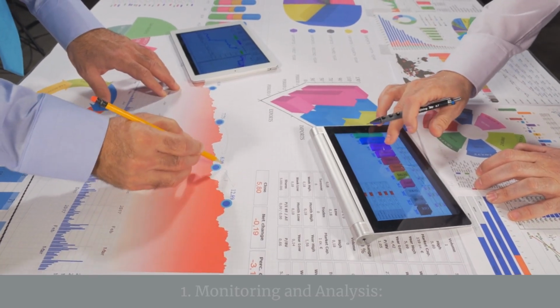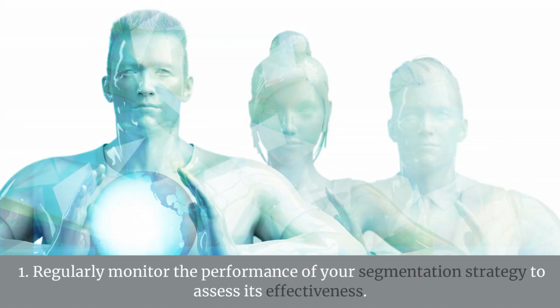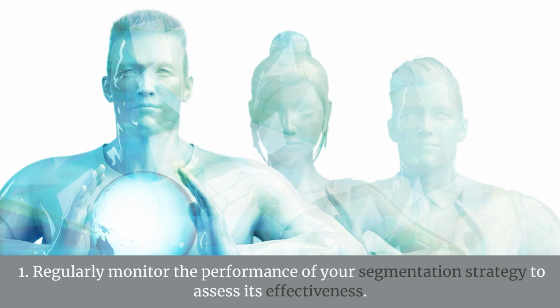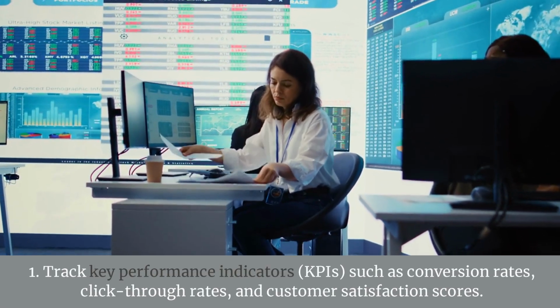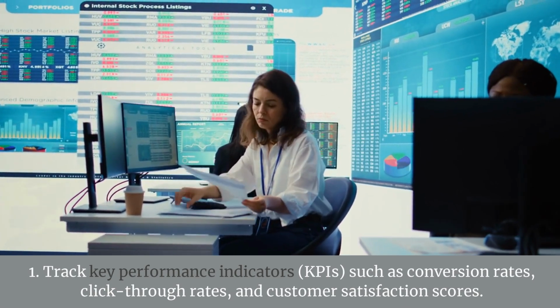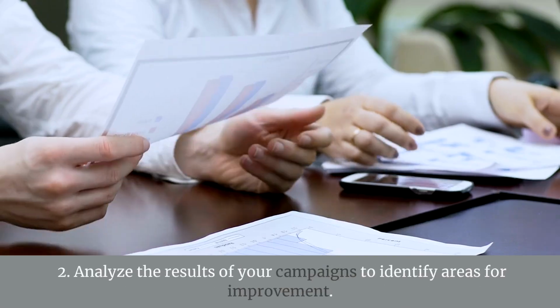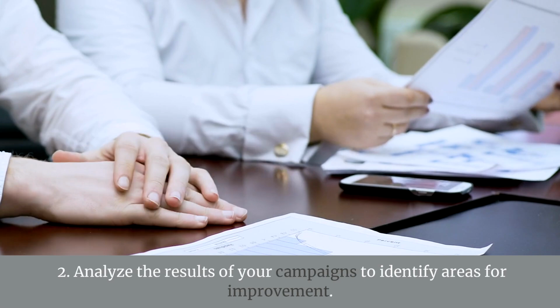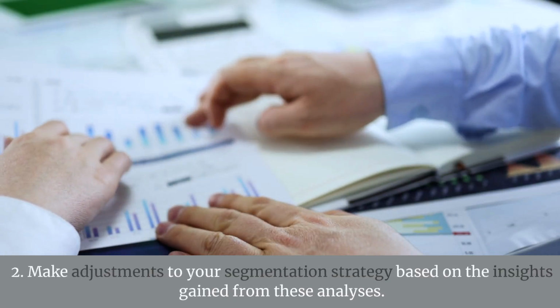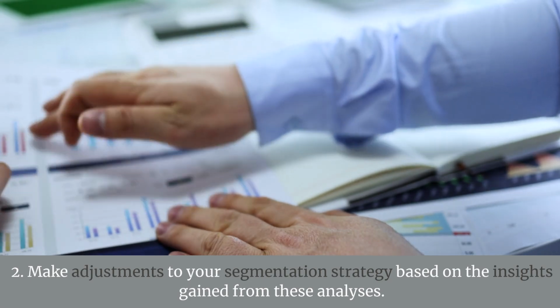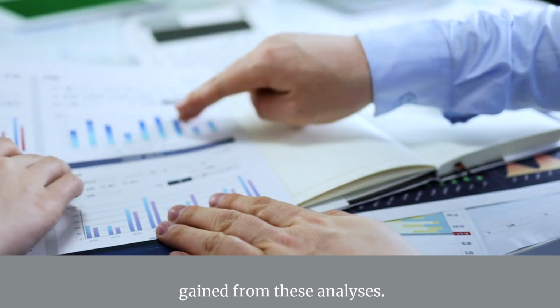7. Monitoring and analysis. Regularly monitor the performance of your segmentation strategy to assess its effectiveness. Track key performance indicators, KPIs, such as conversion rates, click-through rates, and customer satisfaction scores. Analyze the results of your campaigns to identify areas for improvement. Make adjustments to your segmentation strategy based on the insights gained from these analyses.